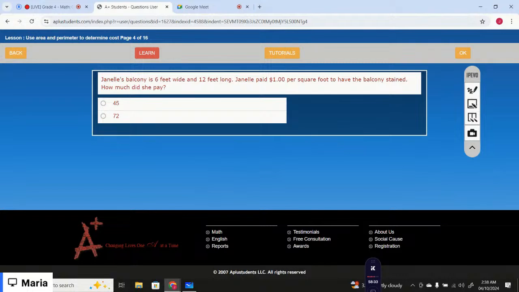Janel's balcony is 6 feet wide and 12 feet long. Janel paid $1 per square foot to have the balcony stained. How much did she pay? So which is the correct option?